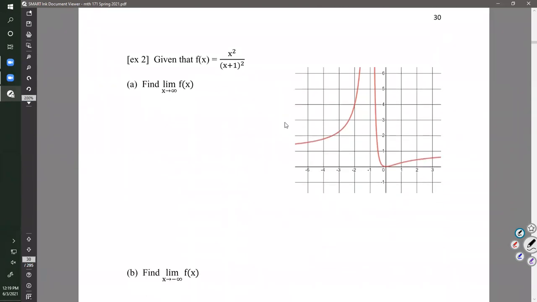Example 2. You're given that f of x equals x squared over (x plus 1) squared. Find the limit as x goes to infinity of f of x. So we can make a table if we want to, or we could look at the graph. If we make an x, y table, we're looking at 10, 100, 1,000.